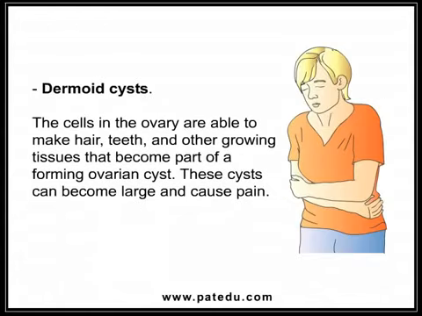Dermoid cysts. The cells in the ovary are able to make hair, teeth, and other growing tissues that become part of a forming ovarian cyst. These cysts can become large and cause pain.